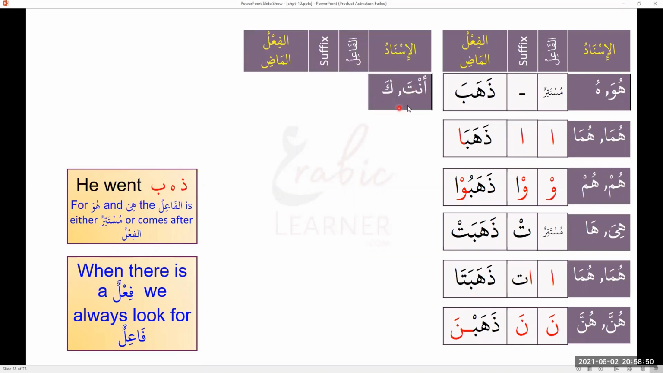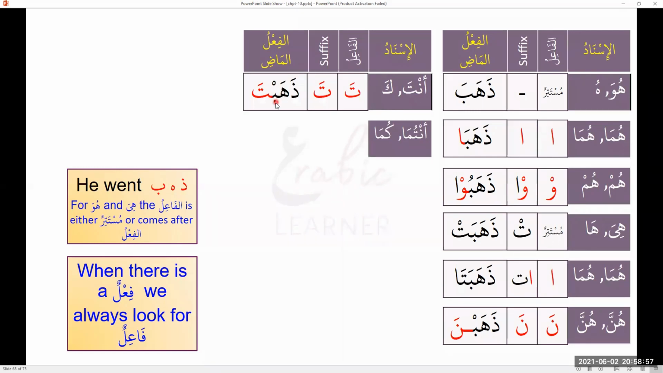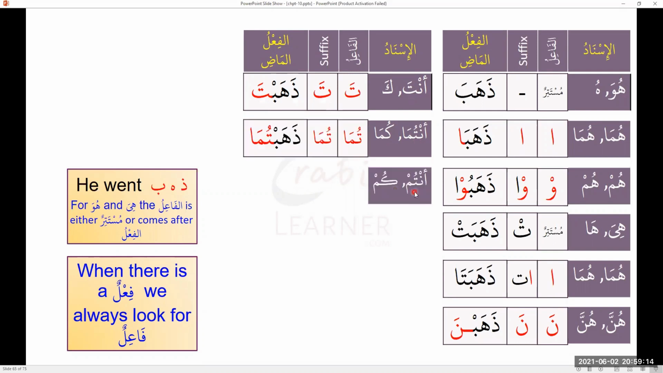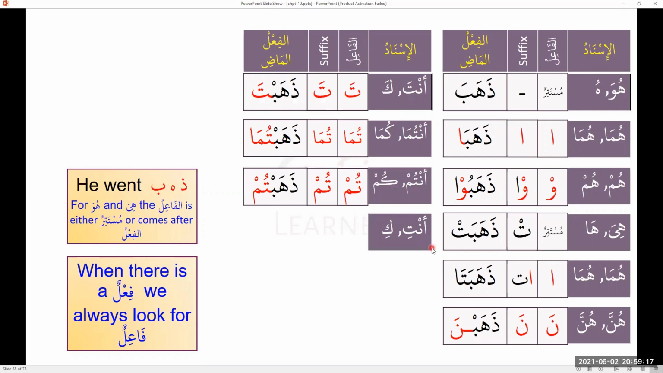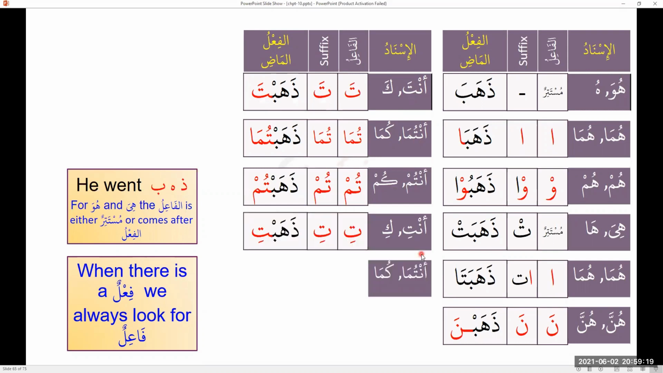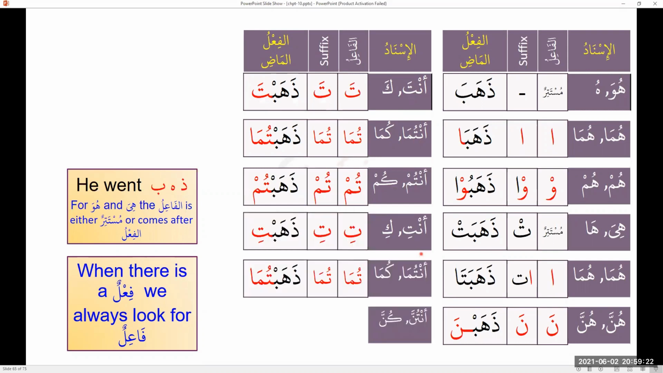Now for anta, zahabta. The last letter, the lam kalima, takes sukun, and you just add ta: anta, zahabta. Then antuma, zahabtuma. Antum, zahabtum. Anti, zahabti. Antuma, zahabtuma. Antunna, zahabtunna. Okay.